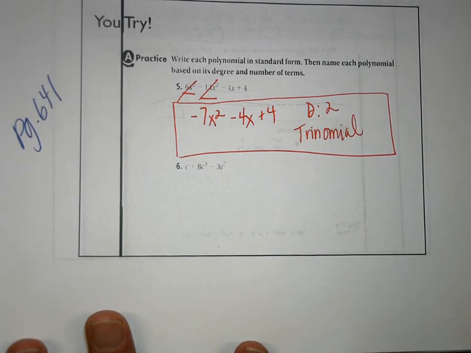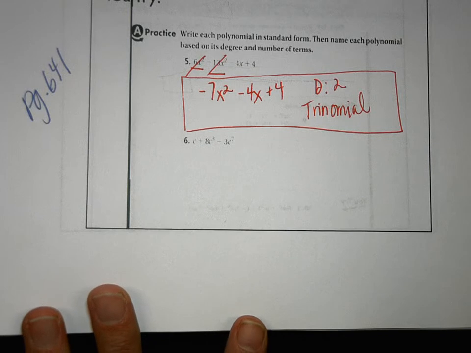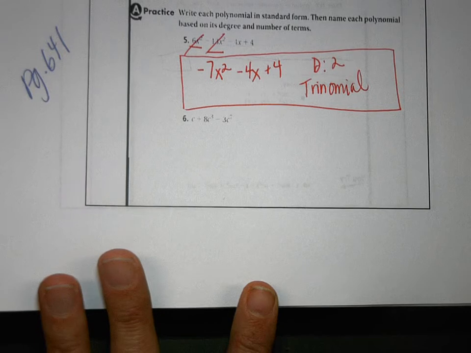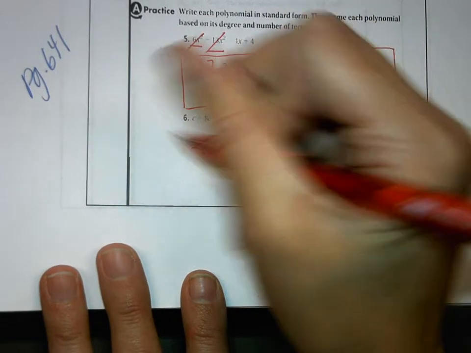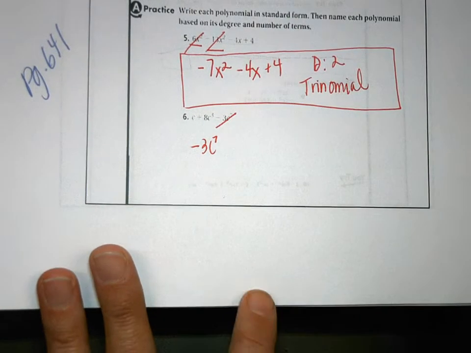Anybody have questions for me? Okay, 6. Highest exponent. What would be my first term? Good. Negative 3c to the 7th is correct. And did it have any other c to the 7th in this problem? No. Okay, what's next?